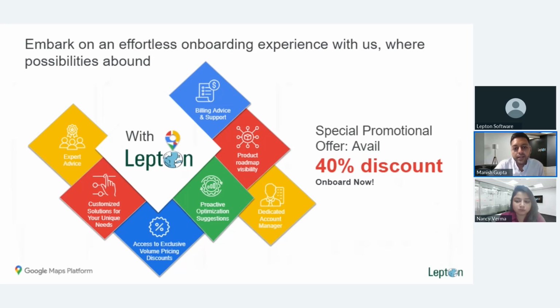And then billing advice and support. Right now, if you enable the Google Maps API through Google directly, you have to plug in your credit card, which is not possible for many organizations. Here with Lepton, we actually give you the monthly bill after your consumption, and you have to clear it. And there is an extended credit period as well, where you have to clear it within 30 days. All those benefits you get if you come to a partner.